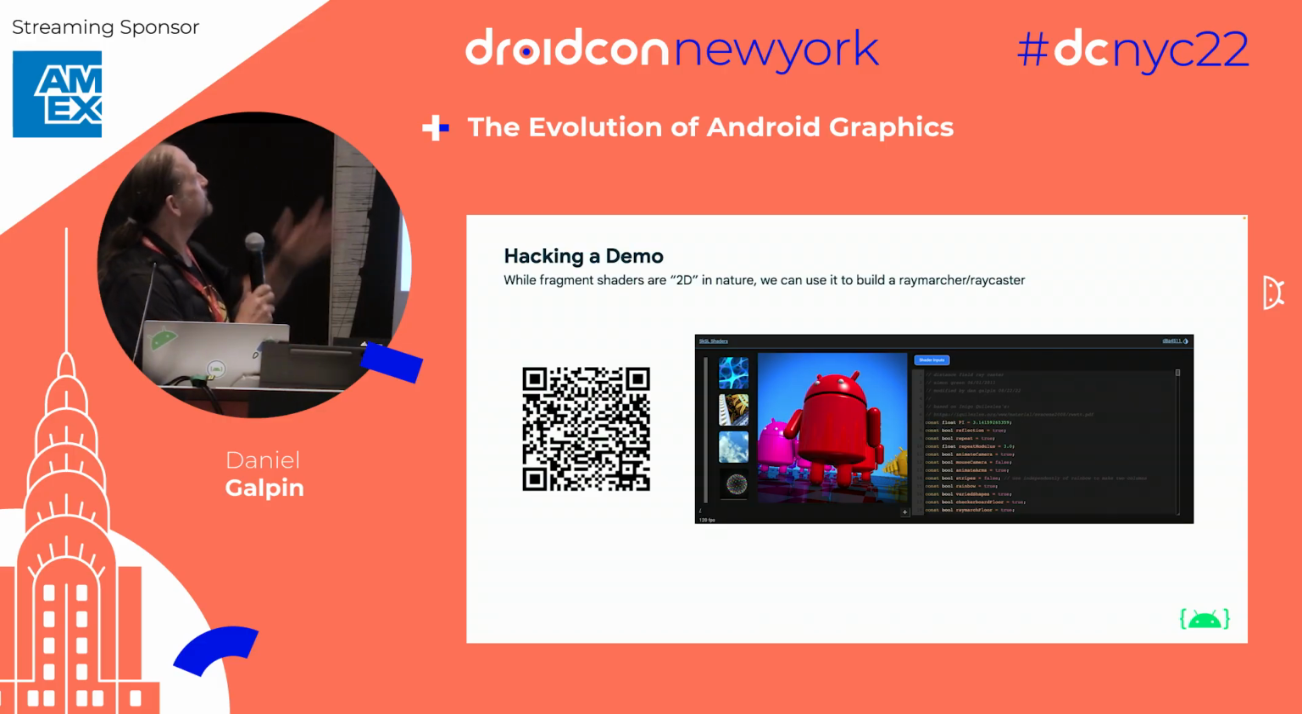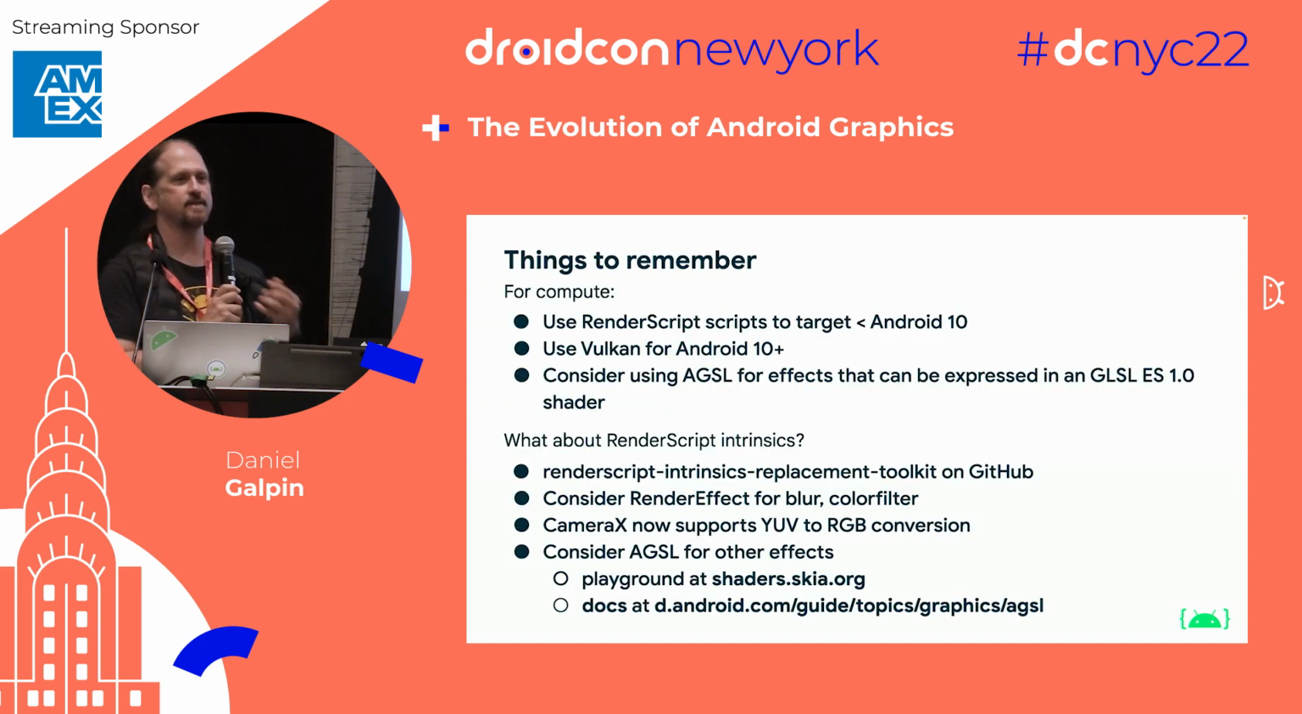So, things to remember: if you're using RenderScript, use it for compute. If you want to target less than Android 10, consider using RenderScript. Still, for Android 10 Plus, Vulkan has a lot of stuff that it supports. And you can also use AGSL for effects that can be expressed in a shader. So you can do a lot of really cool image processing in there.